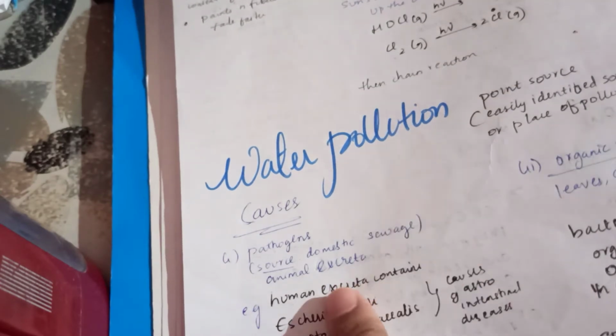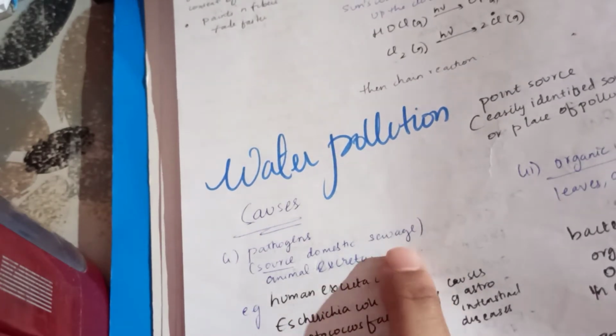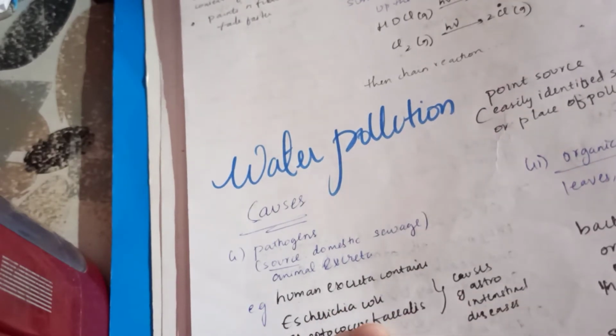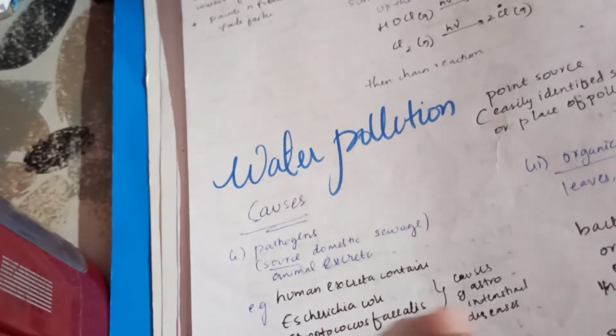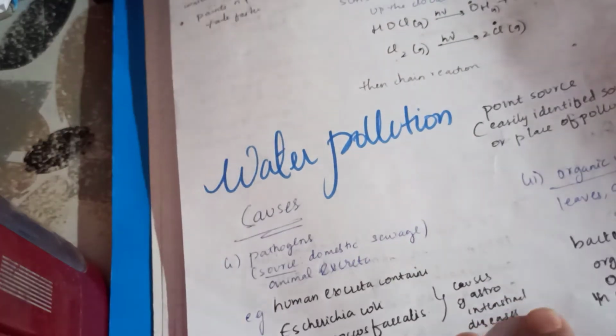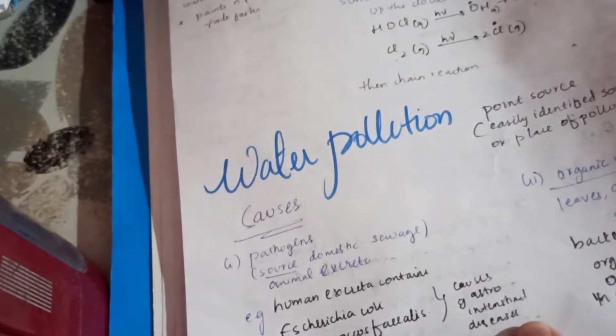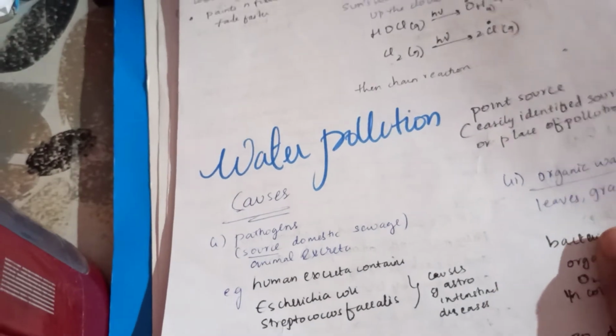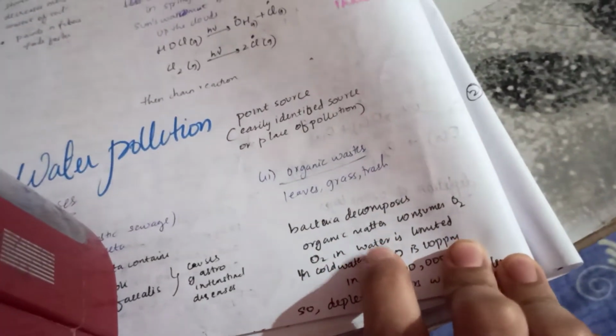Source, domestic sewage, animal excreta. Human excreta contains this, I don't know how to pronounce this. This causes gastro and intestinal diseases. And second is organic waste, which are leaves, grass, and trash.